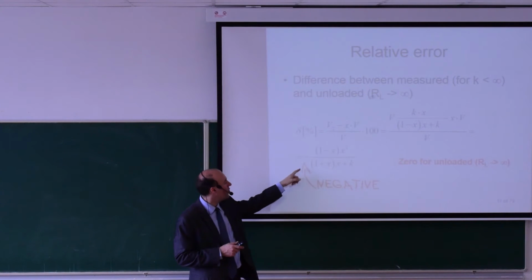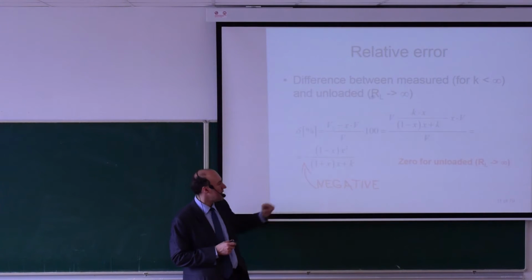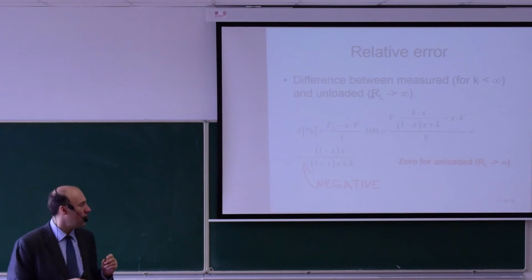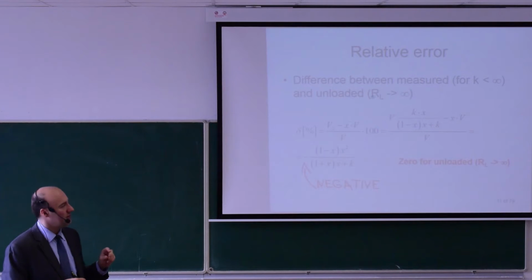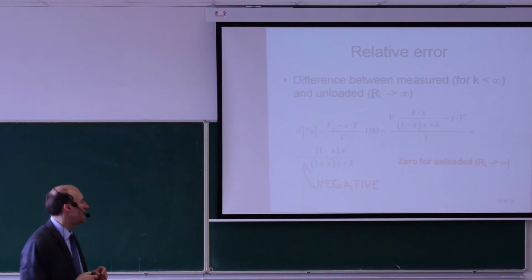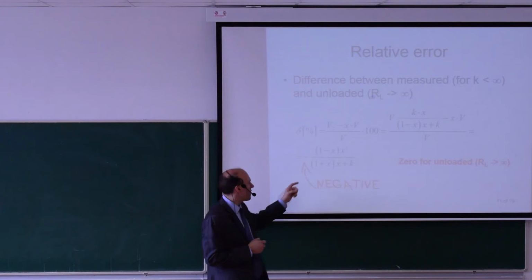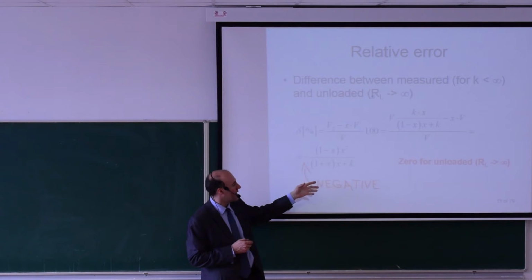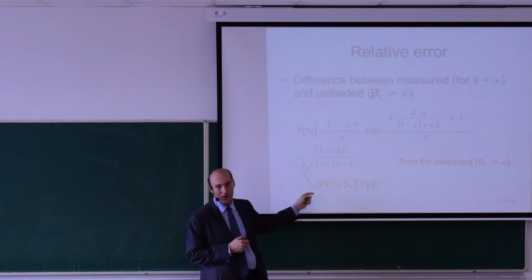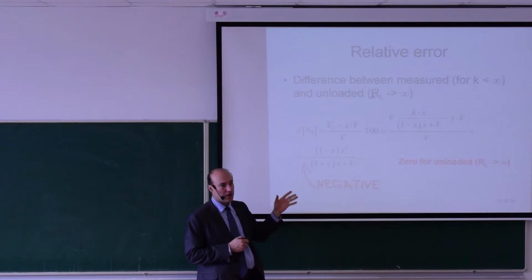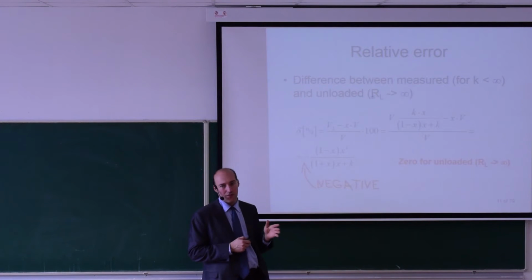What is important here is only the sign. The sign is always negative. So it means that the voltage that you measure is always smaller than the voltage that corresponds to the correct value. So you always measure a lower voltage. And we can see that the relative error depends on the value of K. So if I take a different voltmeter, I will have a different relative error. And we see that it also depends on position. So for different positions, we'll have different relative errors.